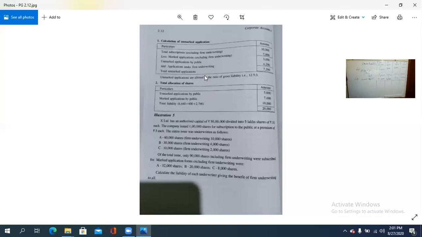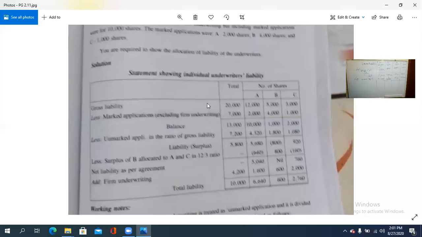So we are deducting that, isn't it? That is what we need to take here. So 4,320, 1,800 and 1,080. So how much is it? 10,000 minus 4,320, it is 5,680. 1,000 minus 1,800, so minus 800. C, there is a surplus that is to be apportioned among A and C, as in the previous case. In this, only this is the change.